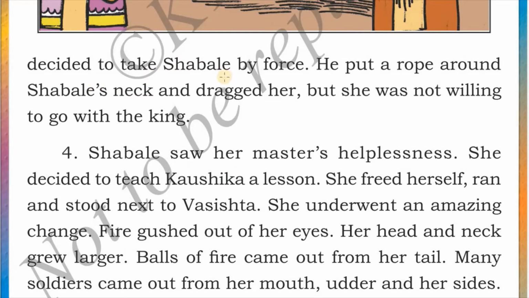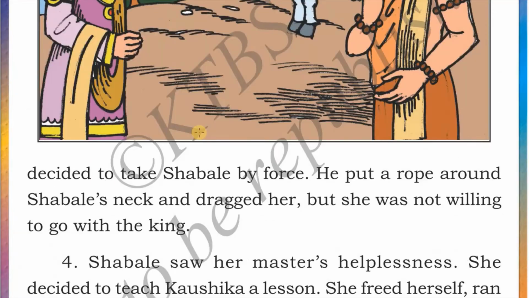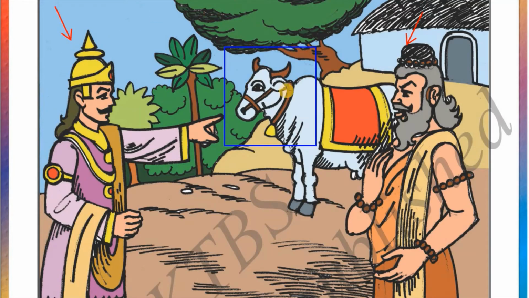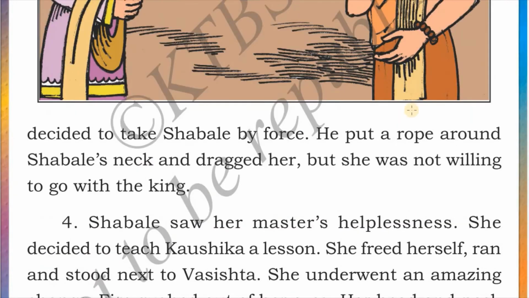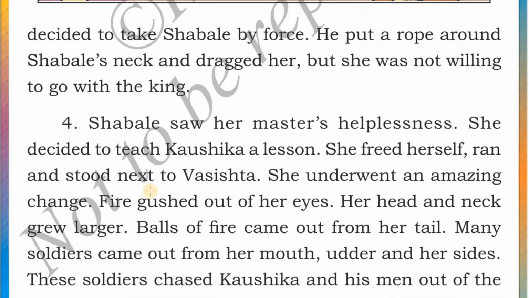Kaushika decided to take Shabale by force. He put a rope around Shabale's neck and dragged her, but she was not willing to go with the king. So he puts a rope around Shabale's neck and he is trying to pull her. But she was not willing to go with the king.